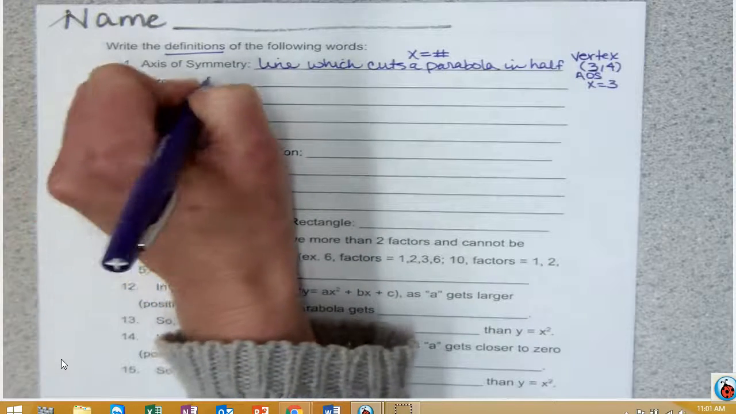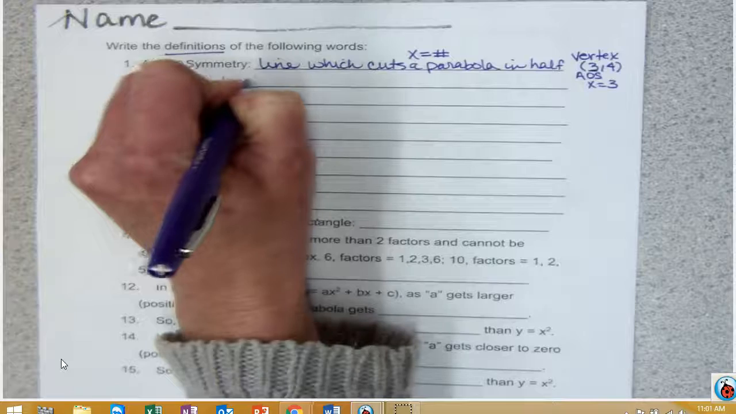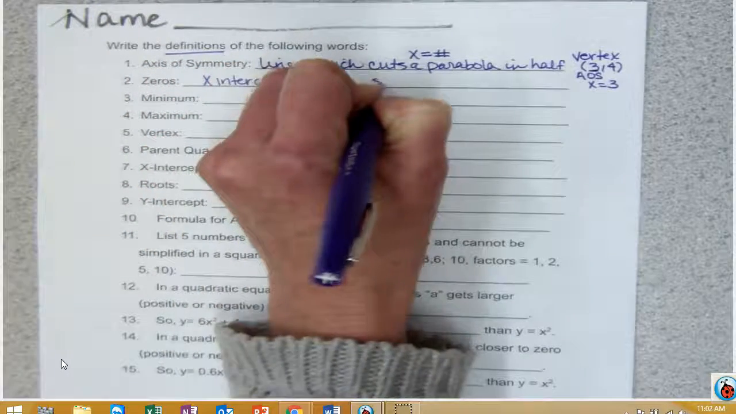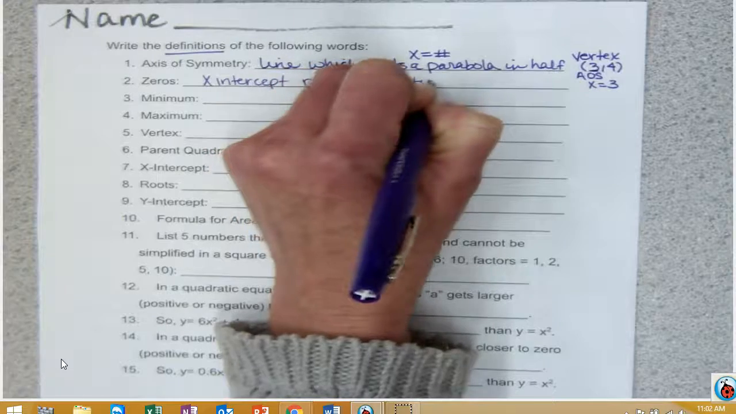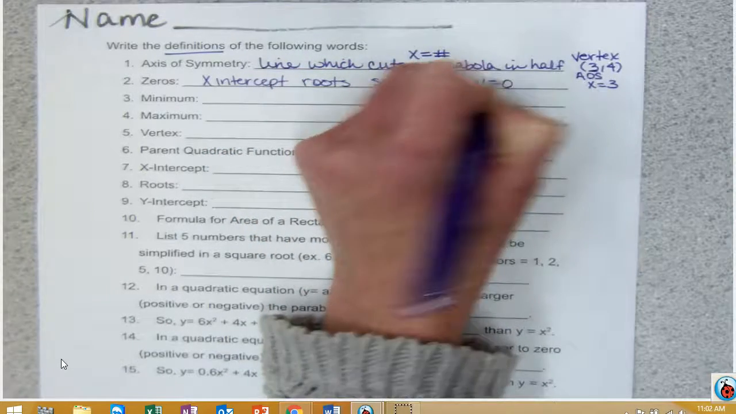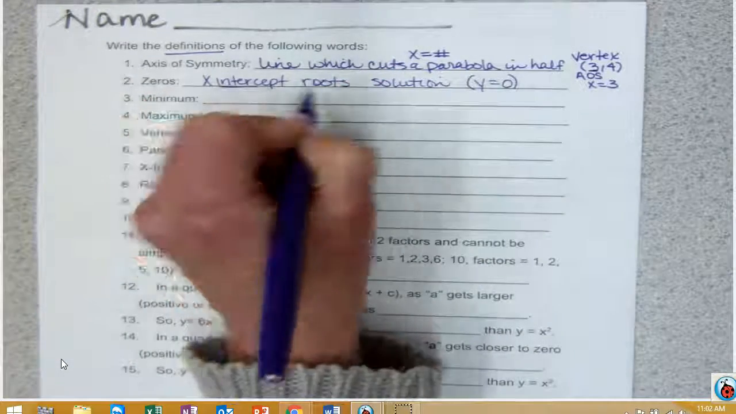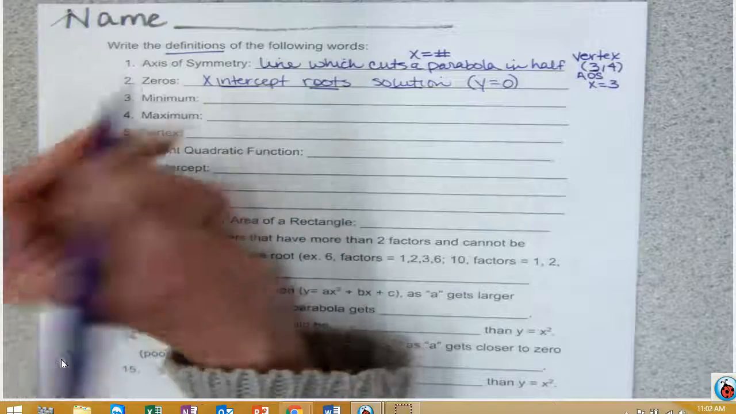Your zeros, x-intercept, roots, solution, y equals 0. That's your separate. These are what we're looking for, x-intercept, roots, and solution.